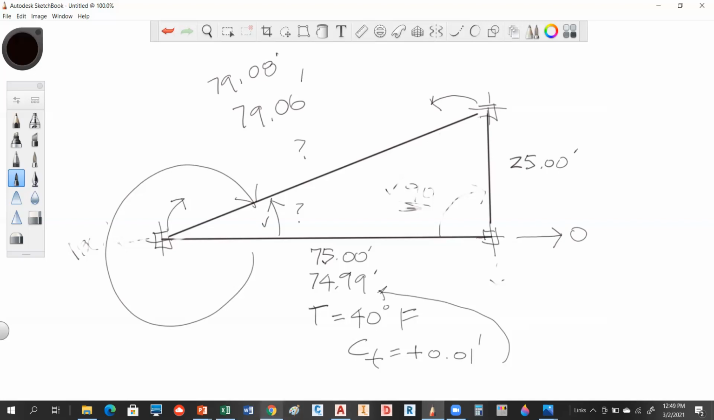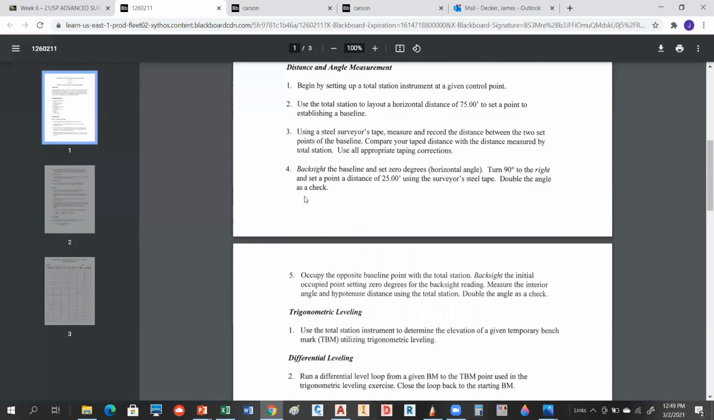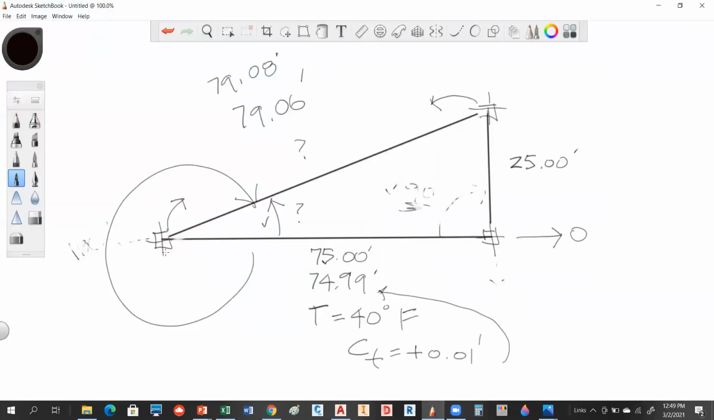So the next thing on this lab is we're going to do a trig leveling application. While you guys are set up at this point, I have a benchmark somewhere down here, and I have another bench up here, and you're going to shoot that with your total station and then shoot that. And if you know this elevation is whatever it is, then you'll be able to determine what this elevation is using trig leveling. Okay, so we're going to do that.